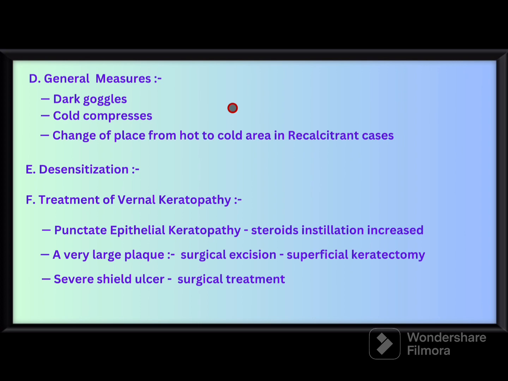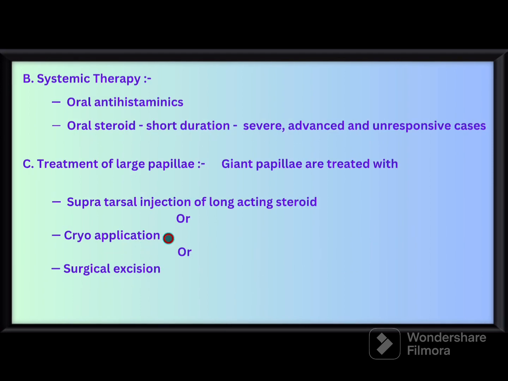How do you treat vernal keratopathy? Treatment of vernal keratopathy is based on which type it is. If it is punctate epithelial keratopathy, it does not require any extra treatment, except that you will instill steroids more frequently. What if it is a very large vernal plaque? It will require surgical excision by superficial keratectomy.